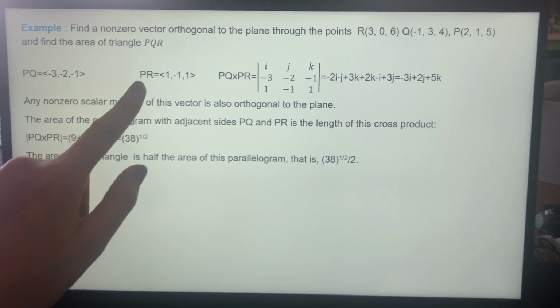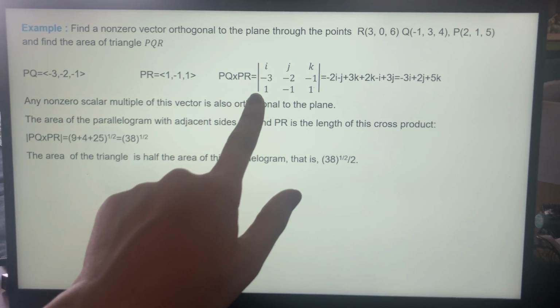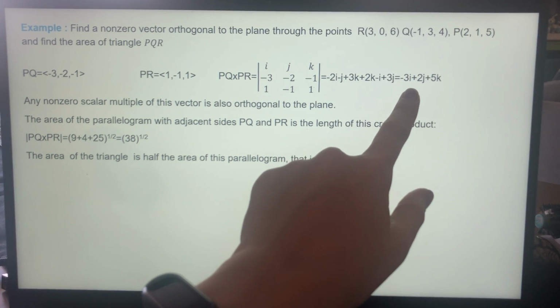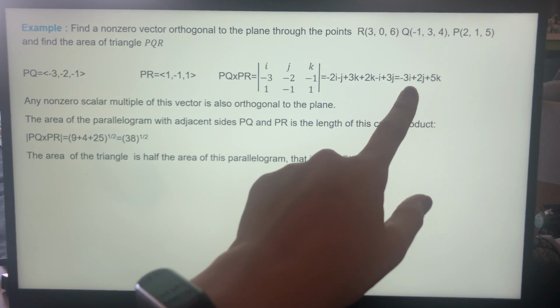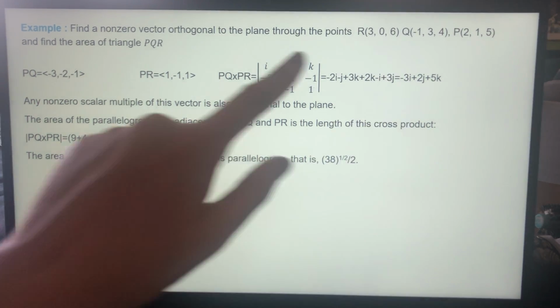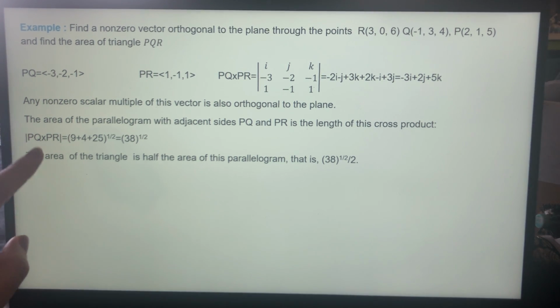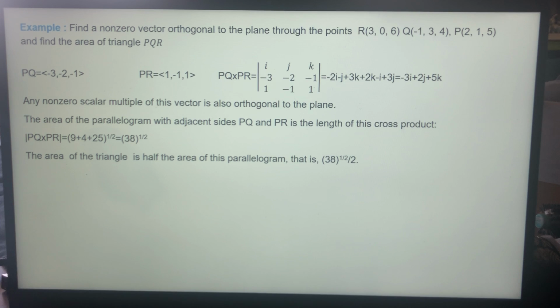And form the PR vector, take the cross product of them, and you will find that. And you know that the length of this cross product is going to be the area of the parallelogram. So we find the area of the parallelogram by taking its length, and the area of the triangle is exactly half of this parallelogram. That's why we are dividing this by 2.